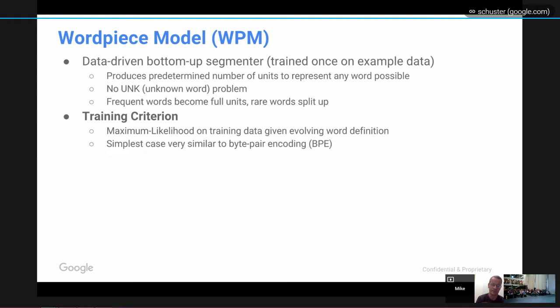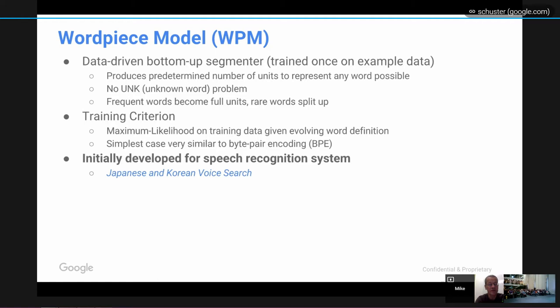The training criterion for this is maximum likelihood, a greedy procedure. In this case, it's very similar to byte pair encoding, which other people have called a very similar technique. But we have had this for a long time, and we used this first for Japanese and Korean voice search. There's a paper about this that describes this approach in more detail.